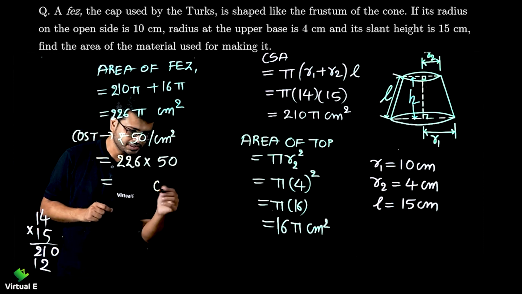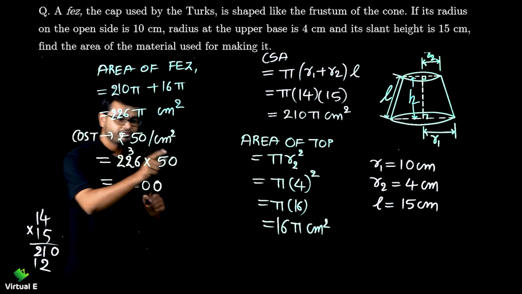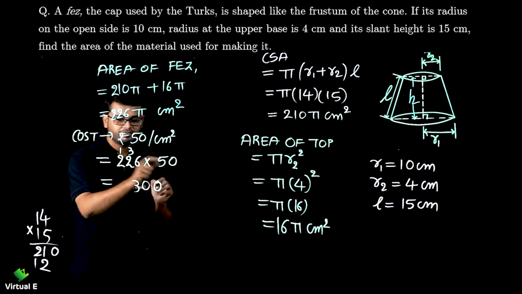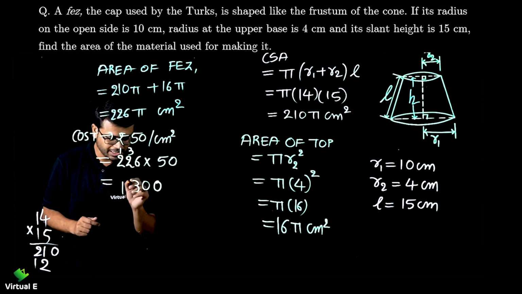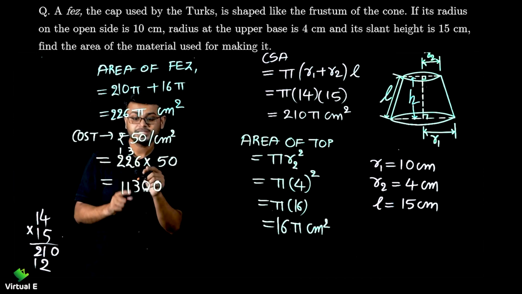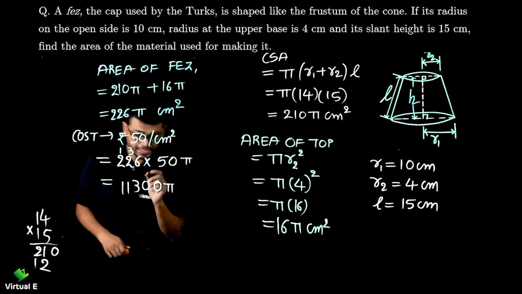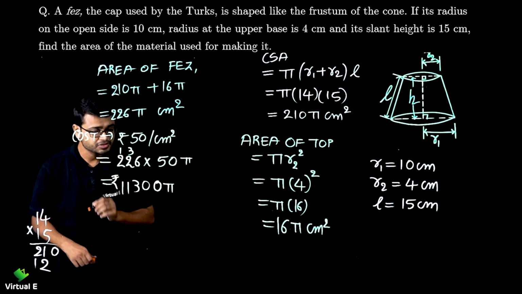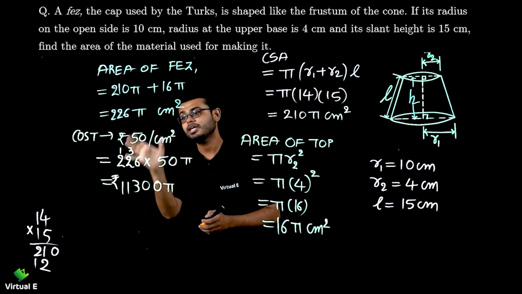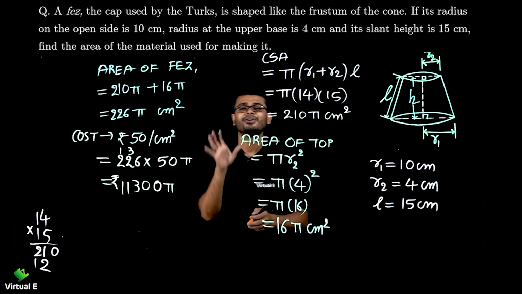So 0 as it is. 6 5s are 30, so 0 carry over 3. 2 5s are 10, 10 and 3 is 13, so 3 here carry over 1. 5 2s are 10 plus 1 is 11. So 11300, and don't forget there was pi with this. So 11300 pi rupees, and this is the cost if we take 50 rupees per centimeter square. I think that's very costly though, no worries.